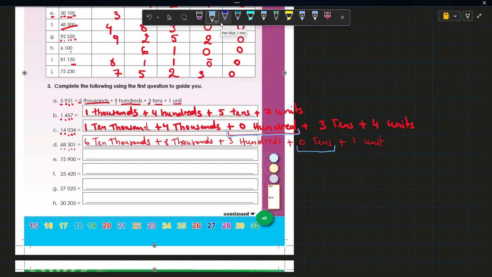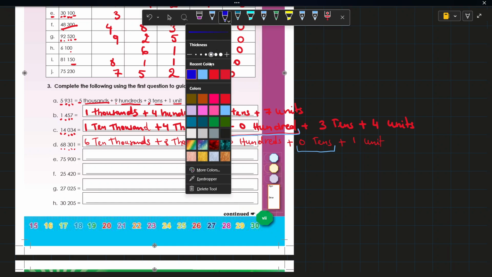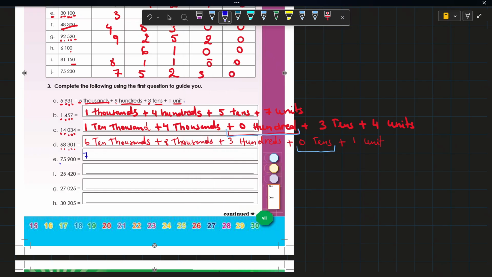The next answer. I think I prefer blue, it's probably more professional. I'll use blue then. So this is 7. So I say 7 is 10,000. This is an H, no, ten thousands. Plus, and then what we've got here, this is 5,000, with an S, all right? Plus, the next digit is in the hundreds, so it's 900.